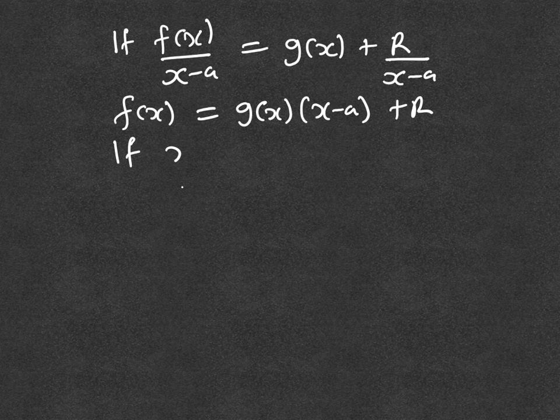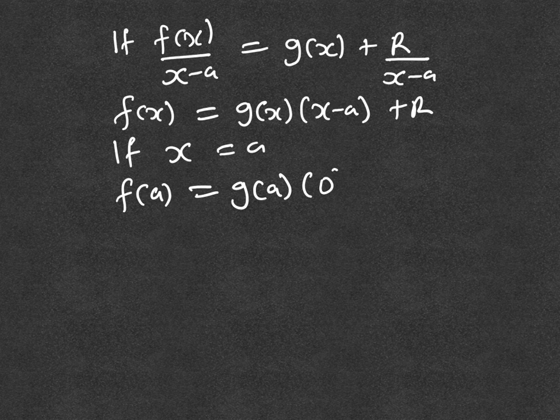Now, if x is equal to a, then f of a will be equal to g of a into a minus a, which is 0, plus r. But you know, g of a times 0 is 0, so it means that the remainder is f of a. Now, the concept of factor theorem develops from the remainder theorem. Okay, r is equal to f of a.